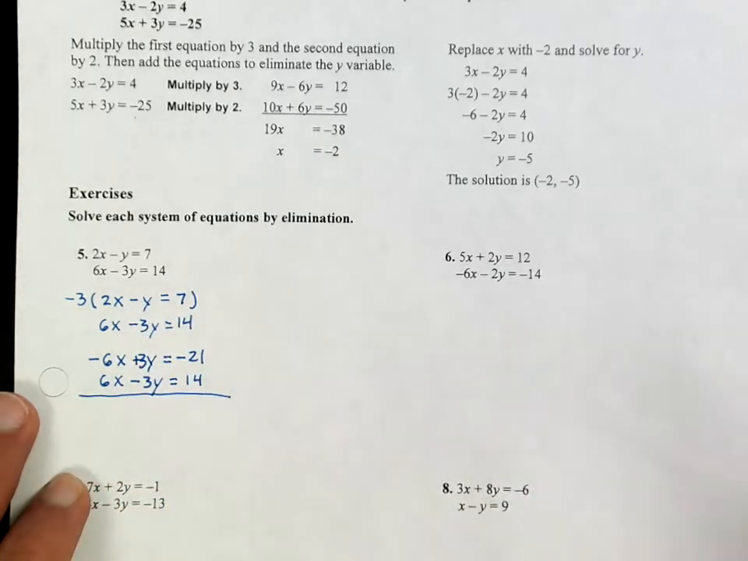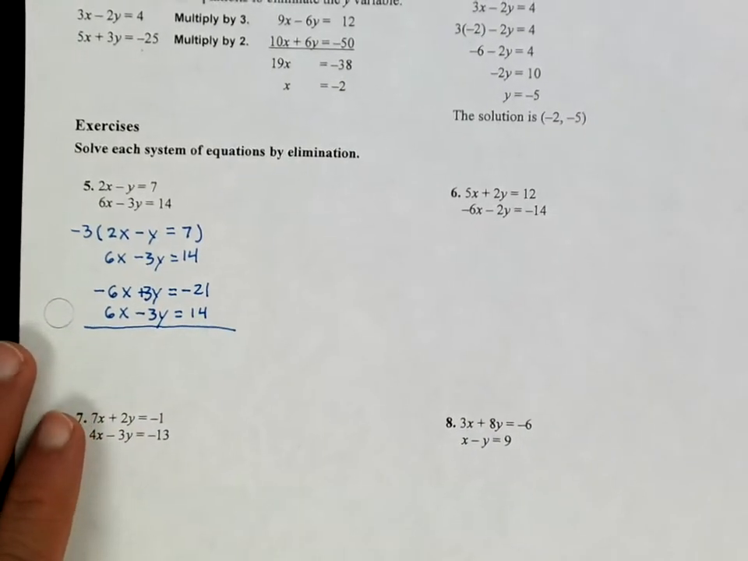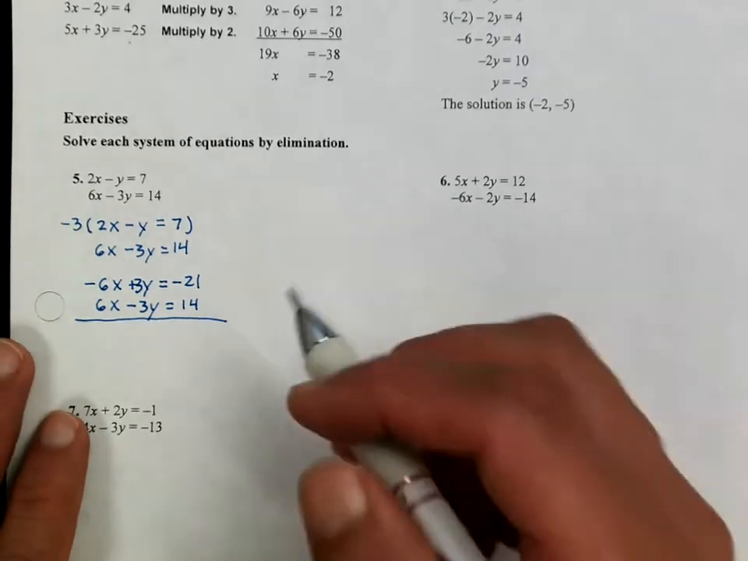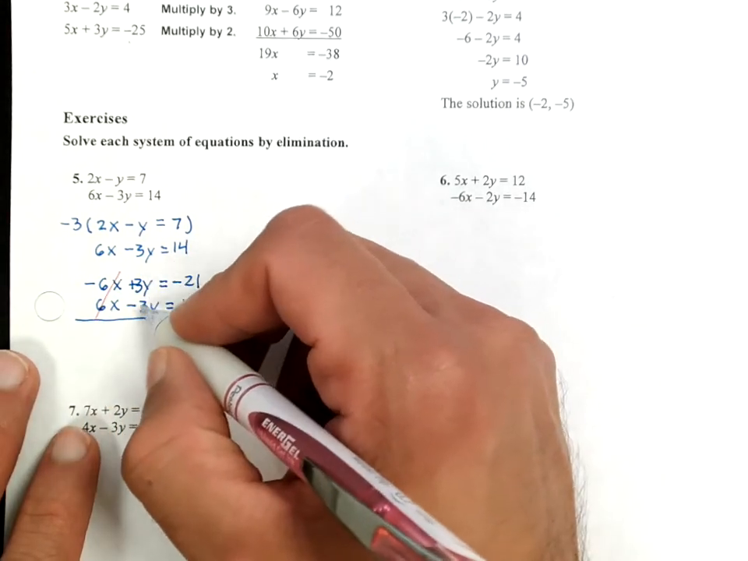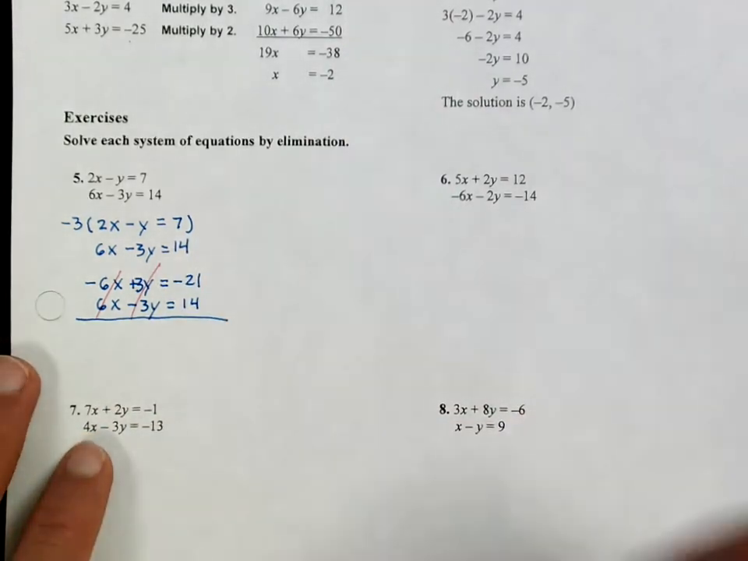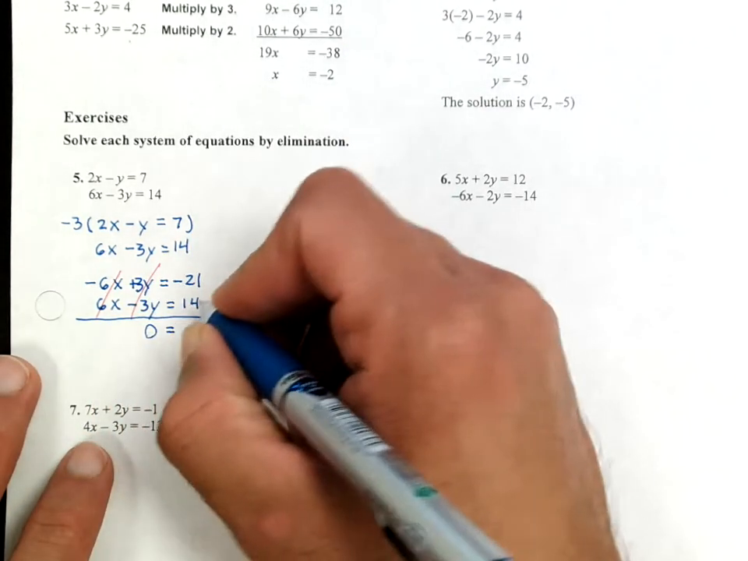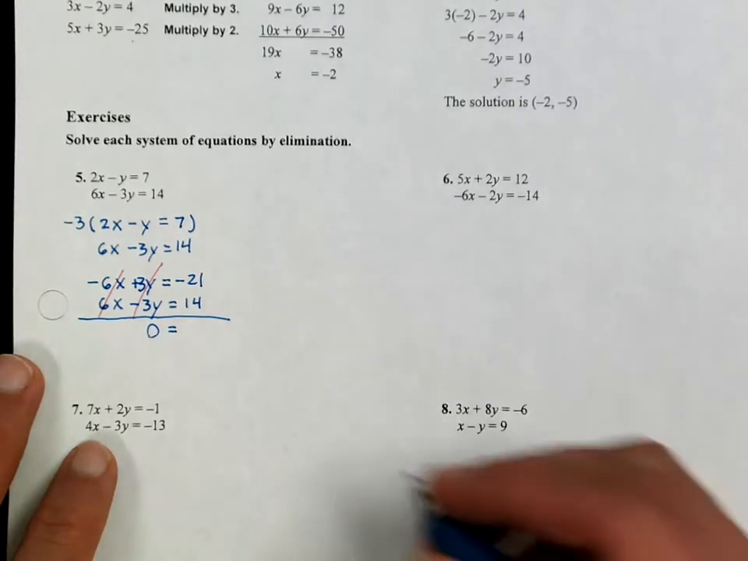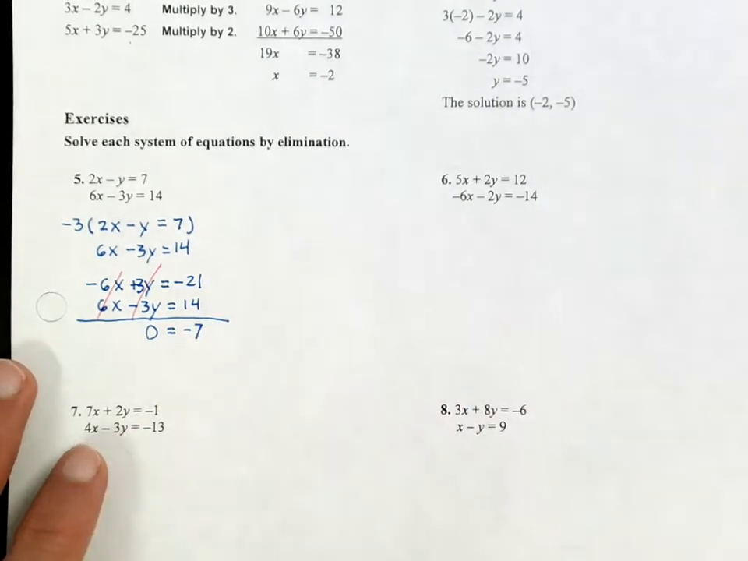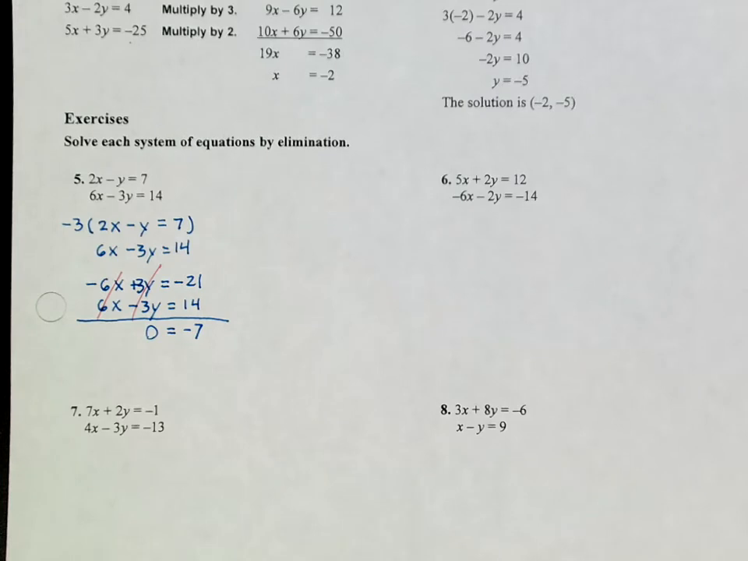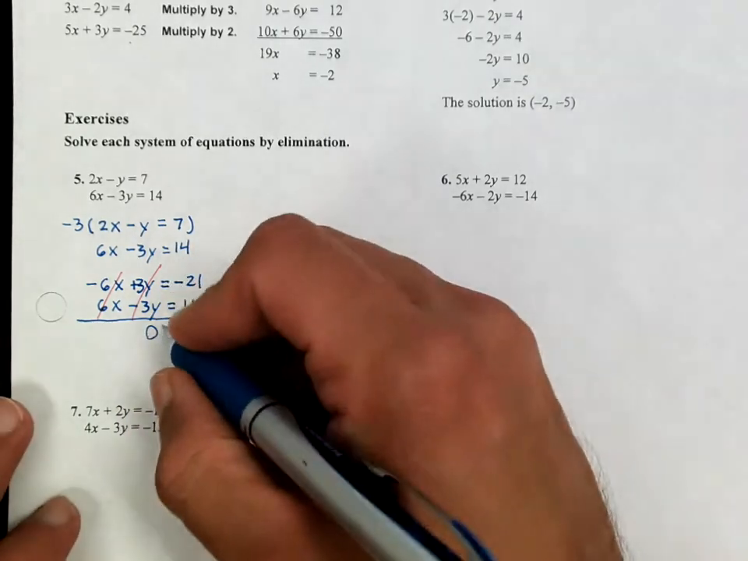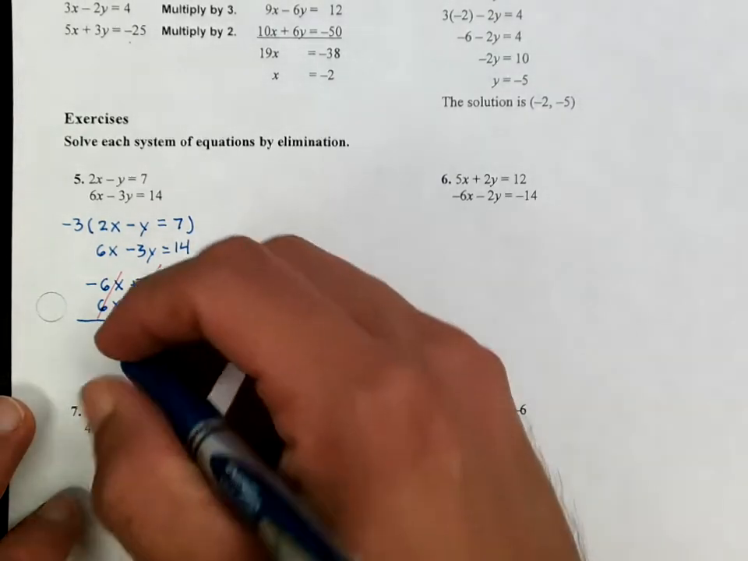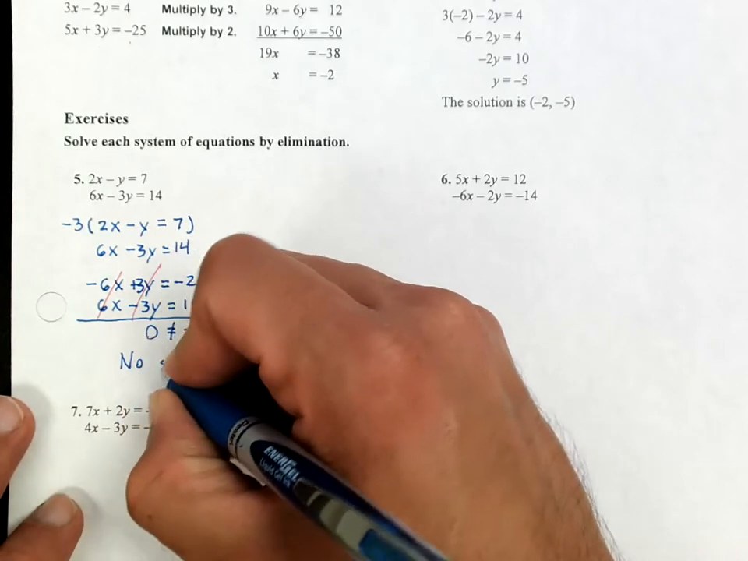All right, so if you look at it, it's not necessarily a problem. What ends up happening is this negative 6x plus 6x, that's 0. 3y minus 3y, that's 0. So you end up with a 0 on the left side equal to negative 7 on the right side. Now, remember what we talked about previously, which is when is 0 equal to negative 7? And the answer is never. So 0 is never equal to negative 7. Therefore, this has no solution.